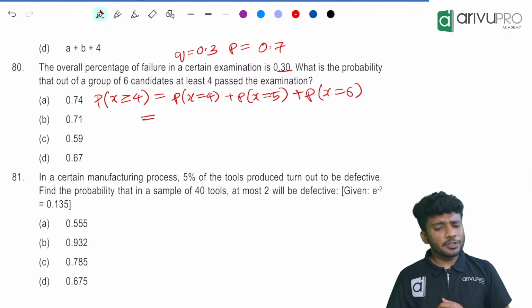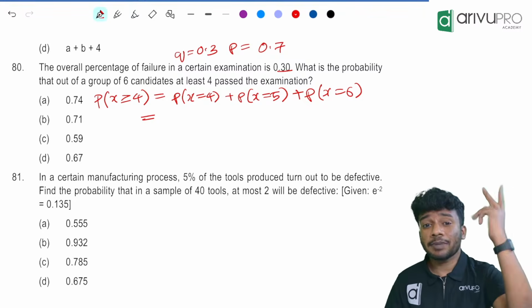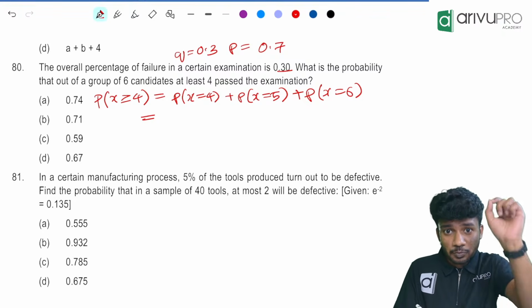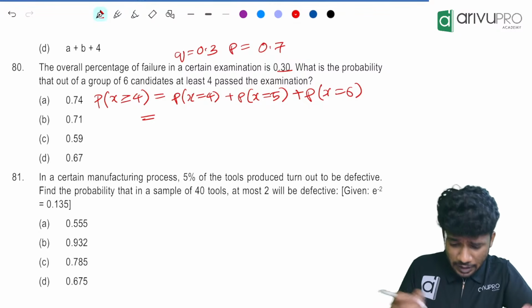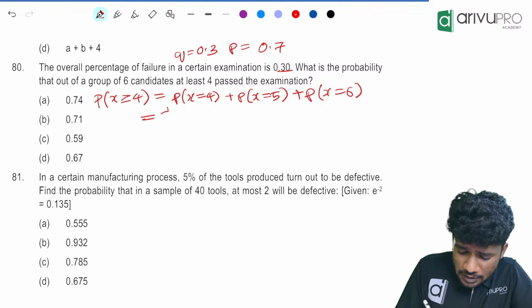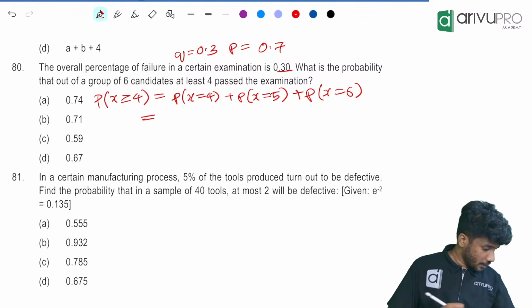Now, P of X is equal to 4. People, what is the general formula in binomial? You can write it as NCX, P raised to X, Q raised to N minus X. We know that. So you can write it as what, people? 6C4. 1 second.